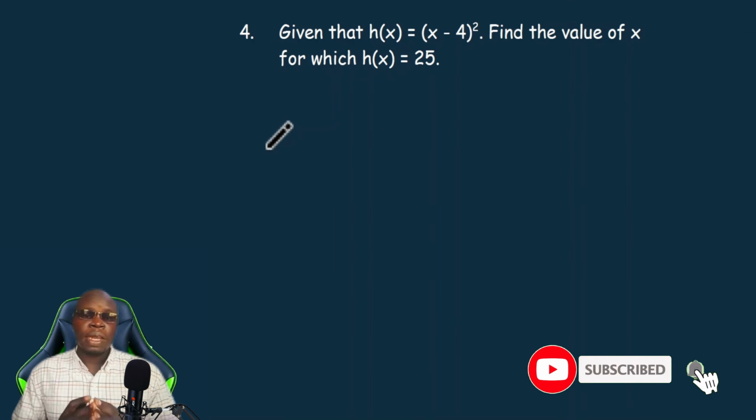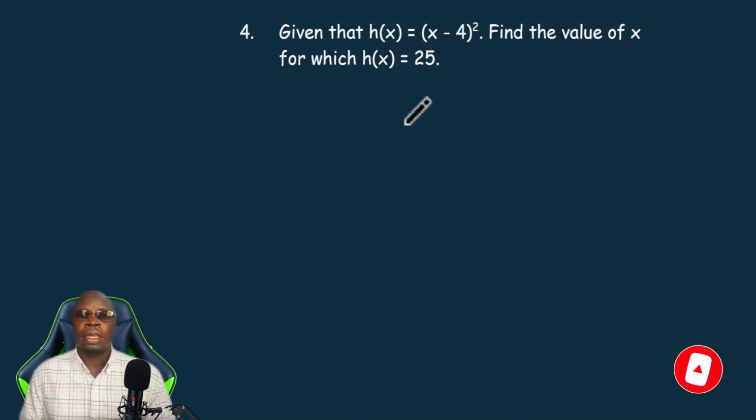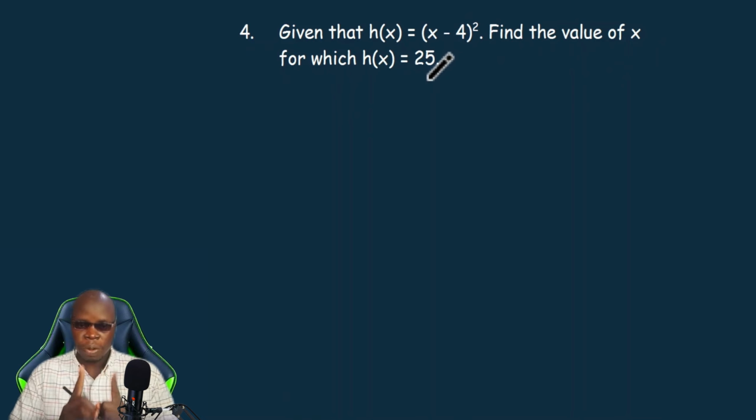Yeah, in our last question, we have given that h of x is equal to (x minus 4) squared. Find the value of x for which h of x equals 25. So go ahead and pause the video, work it on your own, because you are now almost preparing for your exercise, and then share your results in the comment section before going ahead with this video.